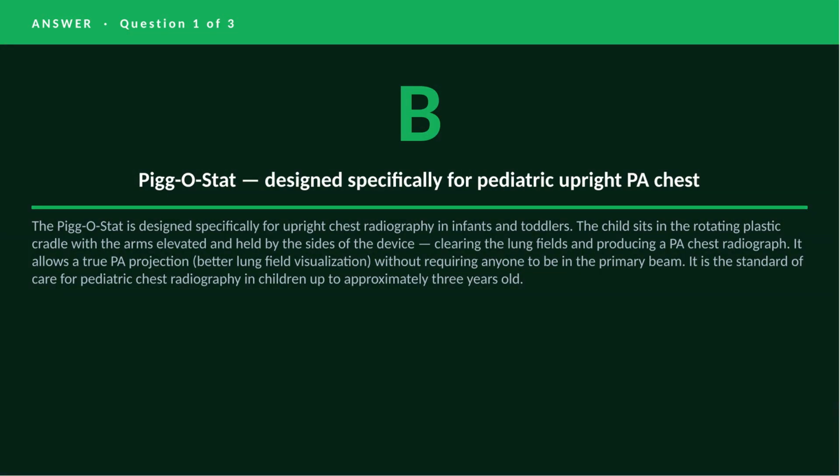The answer is B, Pigg-O-Stat. The Pigg-O-Stat is designed specifically for upright PA chest radiography in infants and toddlers. The child sits inside the rotating cradle with arms elevated by the device, clearing the lung fields. A true PA upright chest is obtained without requiring anyone to be in the primary beam. It is the standard of care for pediatric chest radiography in children up to approximately 3 years old.